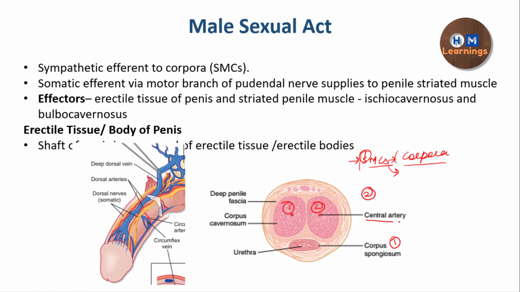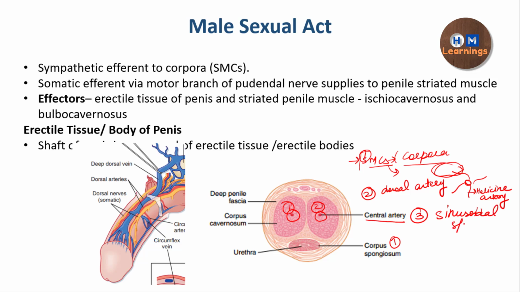Then another one which they are containing is the artery. You can see they are having the dorsal artery, which is the artery of the penis. This dorsal artery is not shown in this diagram, but it is further dividing into many branches, which are called helicine branches. These are further branches of the dorsal artery, and they end in the large cavernosa sinusoidal spaces.